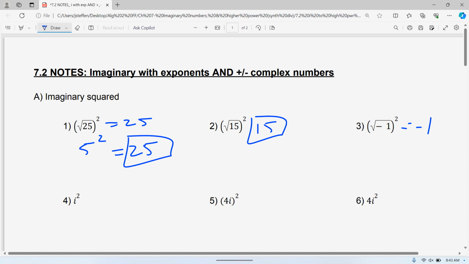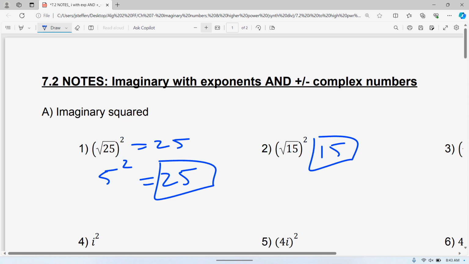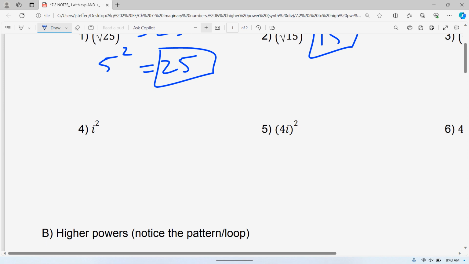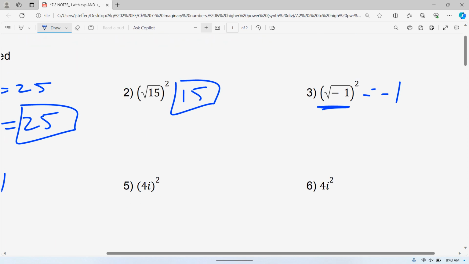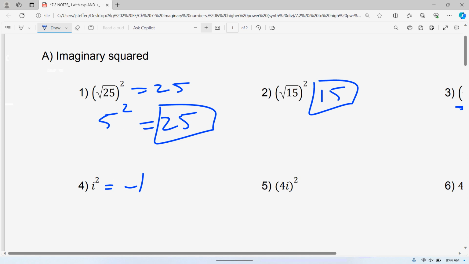Because now number 4 says i squared is, and the answer comes from what we did over here with number 3. Remember, i just represents the square root of -1. The square root of -1 squared is -1, which means i squared is -1. Now, the other way to do it is just to memorize. Eventually, you'll probably get pretty good, or hopefully you'll memorize that i squared is always -1, you can substitute -1 in for that. i squared is always -1.